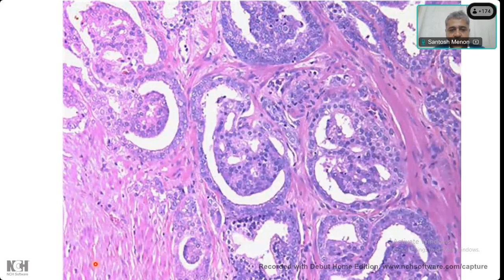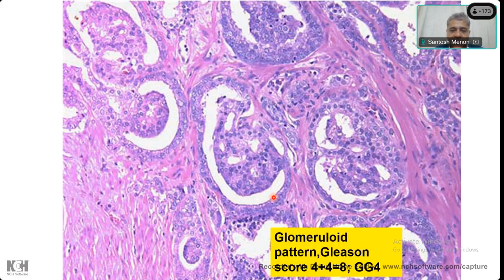What about these glomerular glands? They look like glomerulus? Yes, sir. If you look at these glands, you can probably draw a line around each. But when you see this glomerular appearance of the glands with some cribriform punched out holes in the central glomerulus-like appearance, they are almost always graded as pattern 4. And if this is the only pattern, they will give a score of 4 plus 4 equals 8.